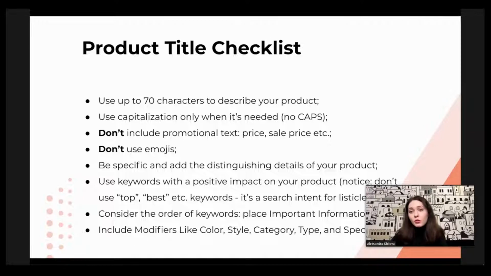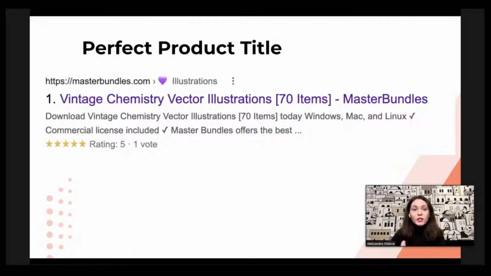And you can also use any modifiers like color, style, category, type, and other specifics of your product. And now let's take a look at a perfect product title. As you can see, there are no prices, no words like top and best. It's very clear for the user. So I will definitely click on it.